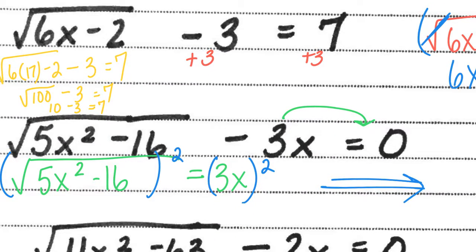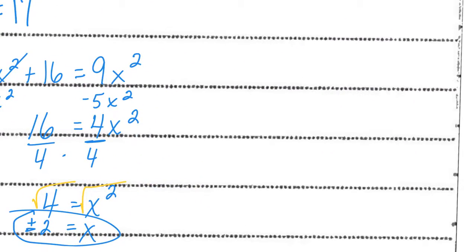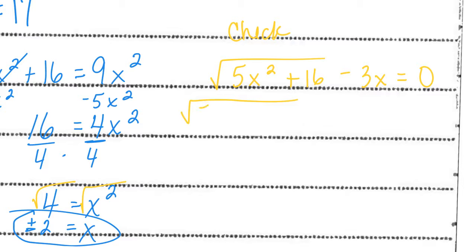So, I'm going to keep writing over here. Sorry, I'm just trying to find room. Sorry about that. So I have the square root of 5x squared minus 16, minus 3x is equal to 0. So let's see if these check through. Let's check a positive one through first. So I have 5 times positive 2 squared minus 16, minus 3 times 2 is equal to 0.